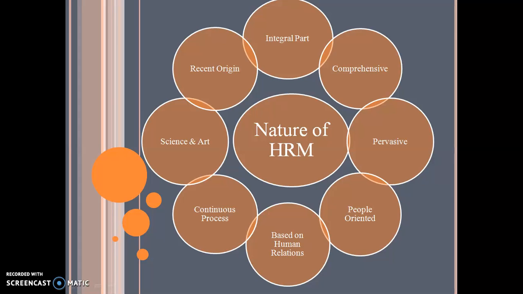Pervasive. Pervasive function and comprehensive function are the main functions of HRM. It is inherent in all organizations and at all levels of the organization. It applies to all the functional areas, for example, production, marketing, finance, research, recruitment, selection, development, and utilization of people. So it is considered to be the most important feature of HRM.